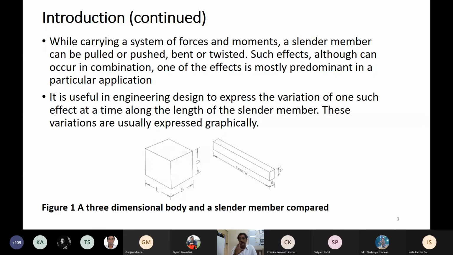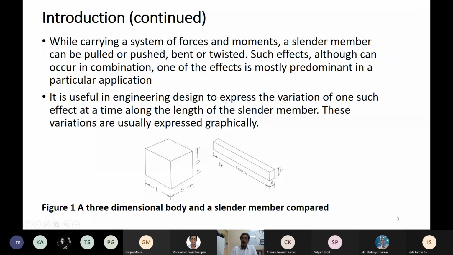But the penalty is that you have to take care of the stresses and other effects that develop in these members. And for that, first, as a rigid body, an equilibrium-related analysis is required to understand the forces and moments acting onto this slender member.